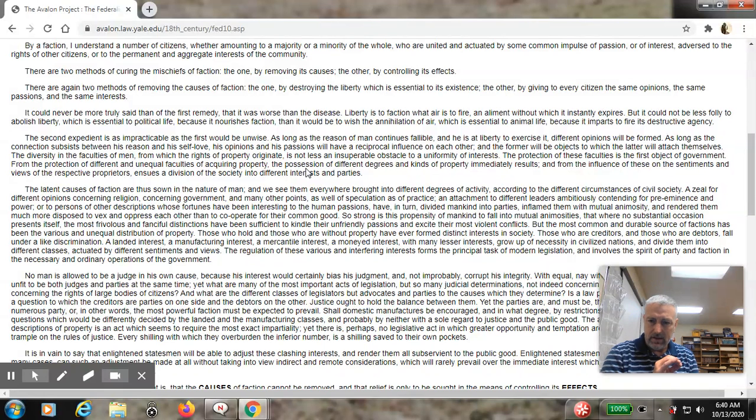I would like to have some form of this tattooed on the forehead of every lefty to get through their heads that the United States of America is not based on equality. It isn't. It's anthropologically untrue. Human beings are not equal. You can't make them equal without making the government tyrannical. And it is not the purpose of the Constitution of the United States to establish equality.